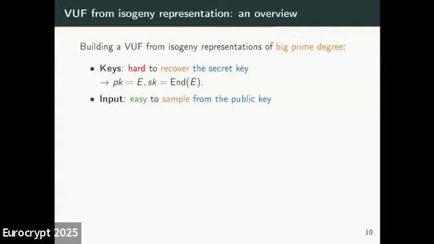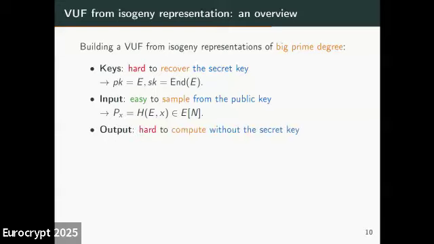Then there is the input to my function, and this one needs to be easy to sample from the public key, so from the curve. If you remember what I said about isogeny representation, the sampling part is very nice for the kernel representation, so this is what I'm going to use. I'm going to find a way to take my x that lives in some input space, and I have some function h that takes the curve and the x, and gives me a point of order n, and this will give a kernel representation for one isogeny of degree n.